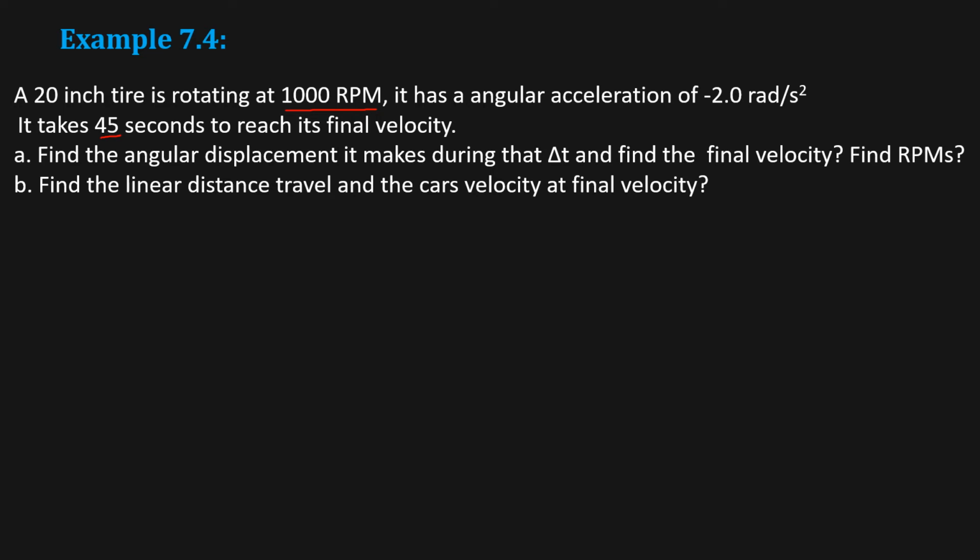So A, find the angular displacement it makes during the delta t, the time, and find the final velocity. Find the RPMs, and then B, find the linear distance traveled. So this linear distance traveled is going to be in meters. And then the car's velocity at the final velocity.